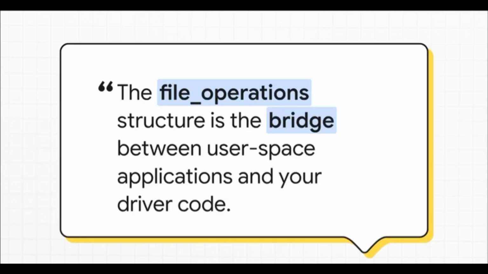Now, if there is one thing, just one thing you remember from this section, make it this: the file operations structure. This thing is the absolute heart of your driver. It's basically a list of functions that you give to the kernel. It's how you tell the kernel, hey, when a user wants to open my device, call this function I wrote. When they want to read from it, call that function. It's the bridge. It connects what the user does to what your code does.